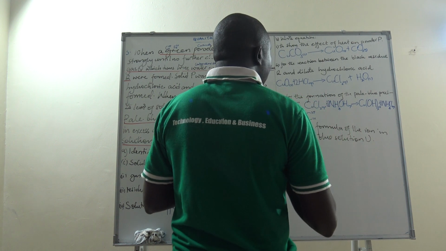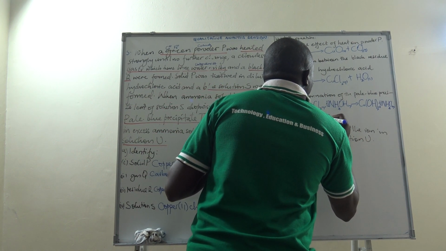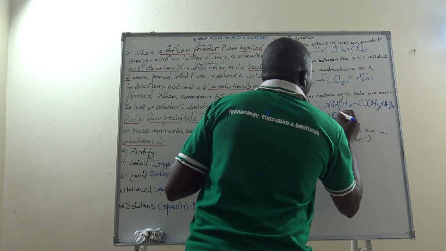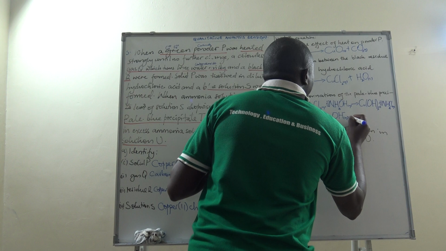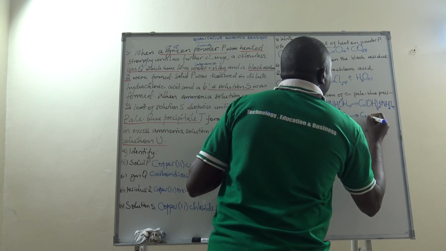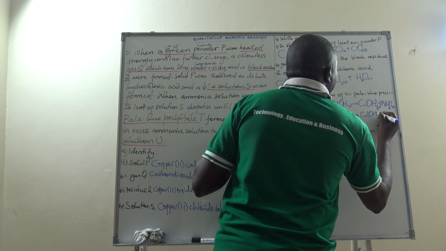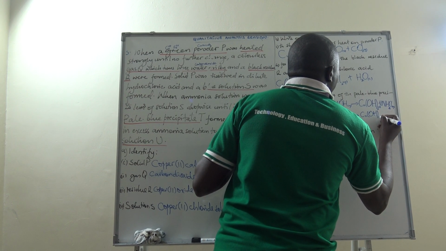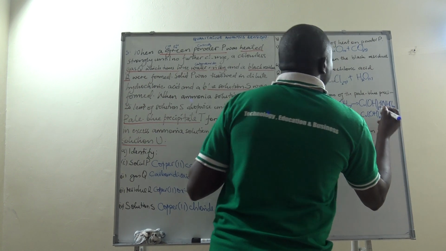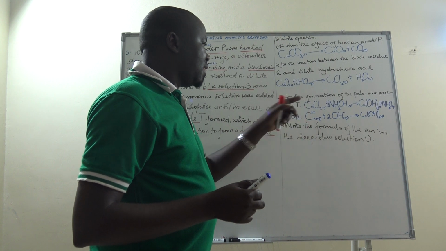This is a solid, so we shall have copper 2 ions combining with 2 hydroxide ions, and we get in this case our copper 2 hydroxide, which is precipitated as a pale blue precipitate. So this is what we had seen earlier, and it has now got us here in this question.